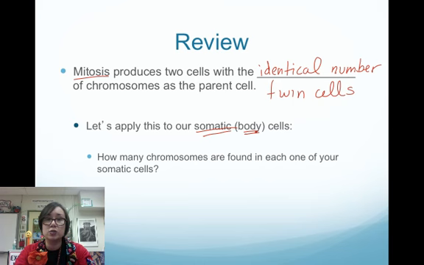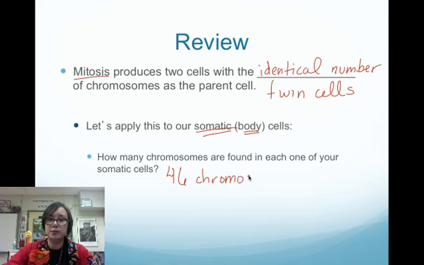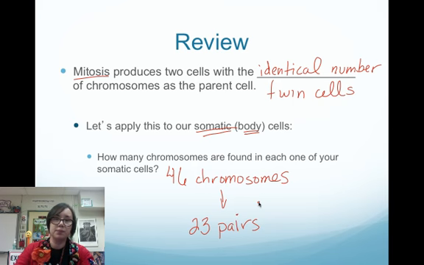The next thing that we want to review is how many chromosomes are actually found in each one of your somatic cells. Remember, every species has a magic number. Our magic number happens to be 46 chromosomes. And we can even take it further and say we have 23 pairs, which means the same thing.